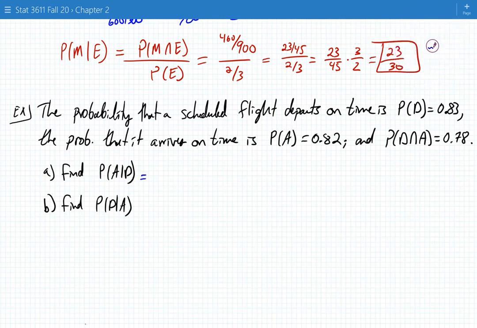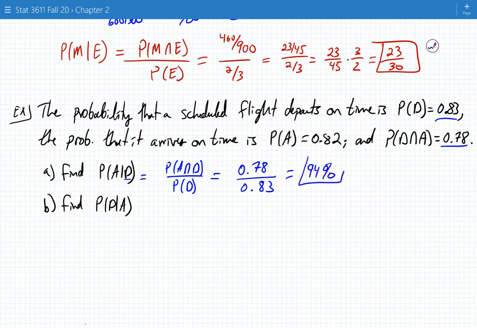All right. Probability of A given D, conditional probability, is the probability of the intersection divided by the probability of the given event. Keeping track of that. So this time we're given that it departed on time. So the intersection probability is 0.78 over the probability of D, which is 0.83. So I got the 0.78 and the 0.83 there. And run that through a calculator. That is 94%, okay?